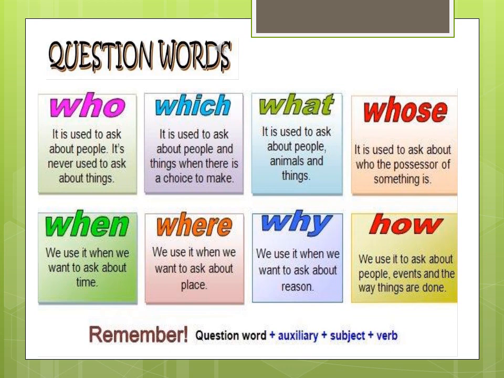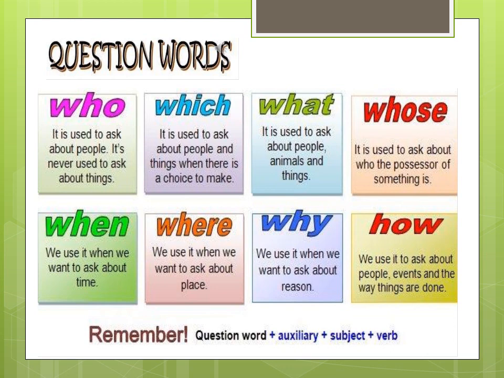Okay. What is used to ask about people, animals, and things. يعني what for people, animals, الحيوانات, and things, الأشياء. Whose is used to ask about who the possessor of something is. يعني whose تستعمل عندما نريد أن نعرف هذا الشيء لمن هو. من يمتلك هذا الشيء مثلا.